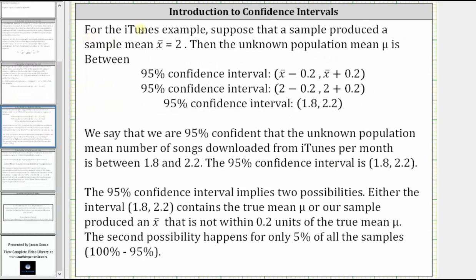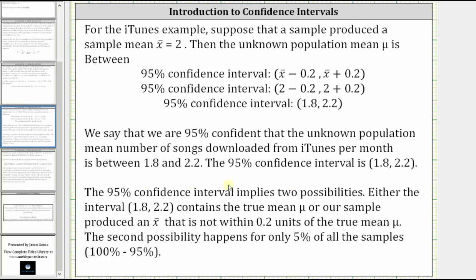Again, for the iTunes example, suppose that a sample produced a sample mean of x bar equals 2, then the 95% confidence interval for the unknown population mean mu is between 2 minus 0.2 and 2 plus 0.2, which means the 95% confidence interval is 1.8 to 2.2. We say that we are 95% confident that the unknown population mean number of songs downloaded from iTunes per month is between 1.8 and 2.2.